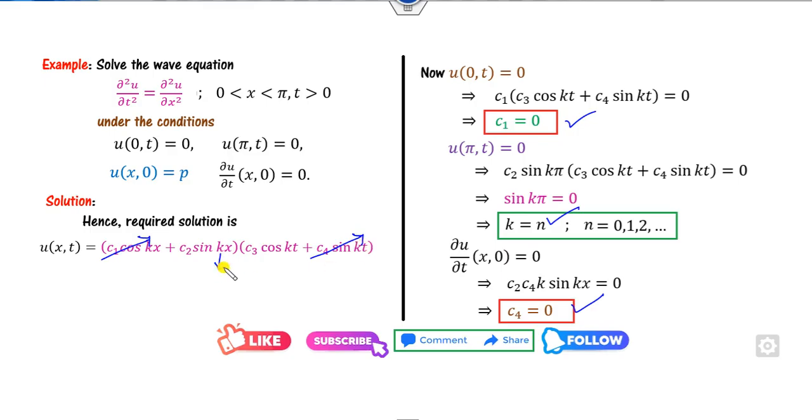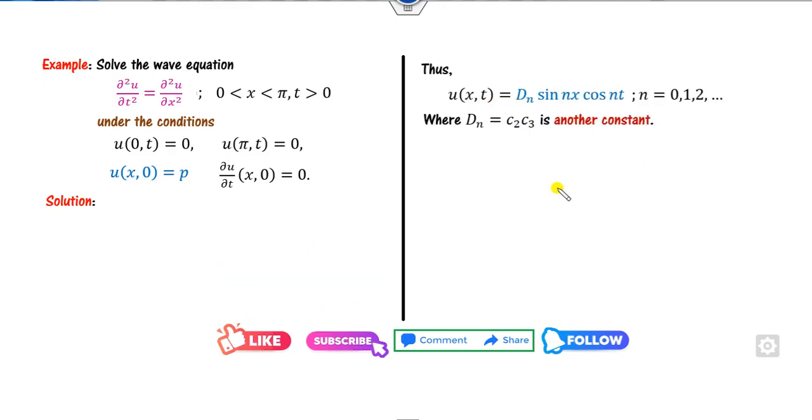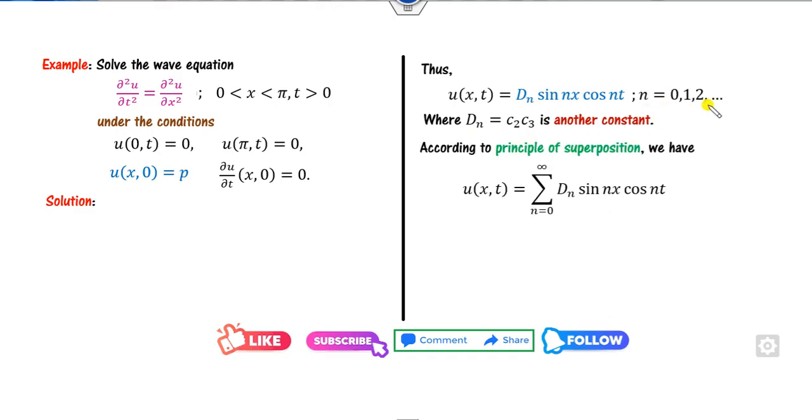I can substitute the value of k as n, and C2, C3 sine nx and cos nt. So this is another constant I take as dn. Now since it consists of more than one value, I can apply the principle of superposition. Now lastly, I can apply all those conditions whose right hand side is non-zero. Since the right hand side non-zero is only this, that means t is equal to 0. The left hand side is p, cos 0 is 1, this.